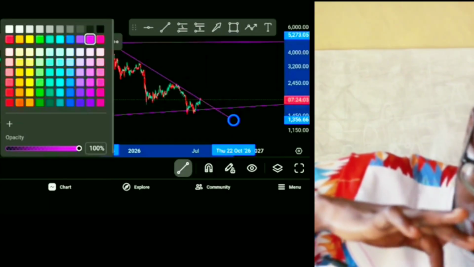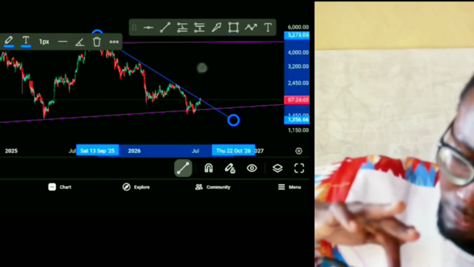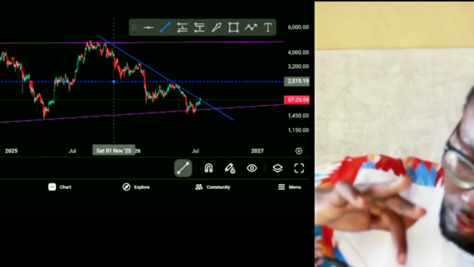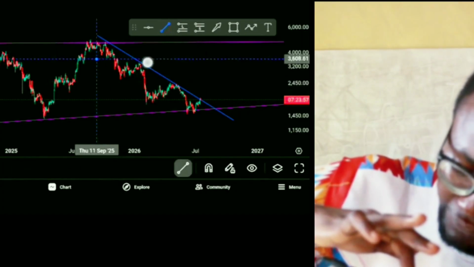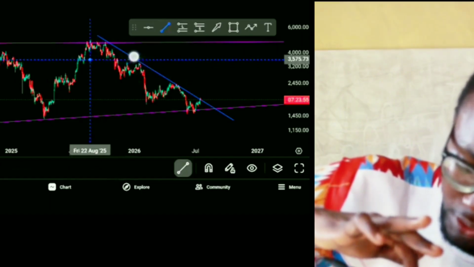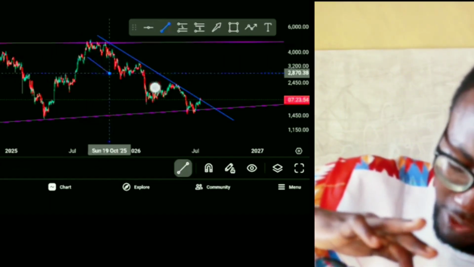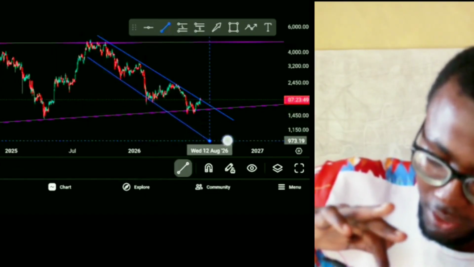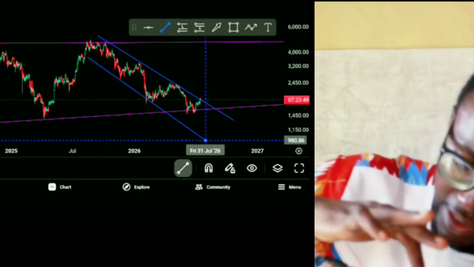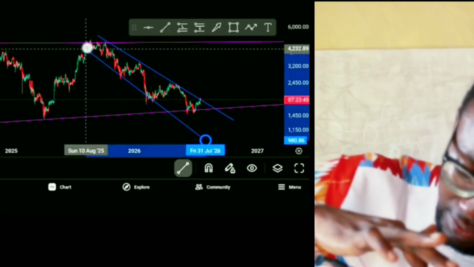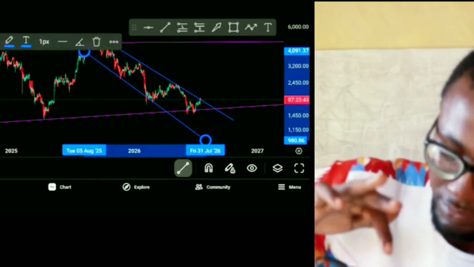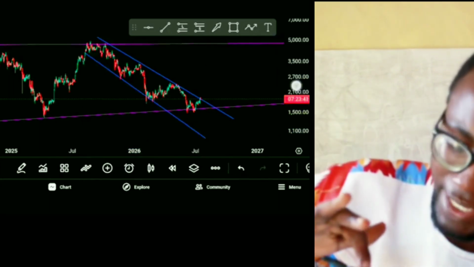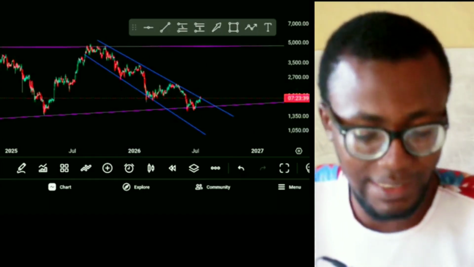Let's make it become a blue color so we can differentiate it from the purple color. The purple is for the weekly time frame, while the blue is for the daily time frame. All right, look at how this one is behaving now. This one is facing downward.